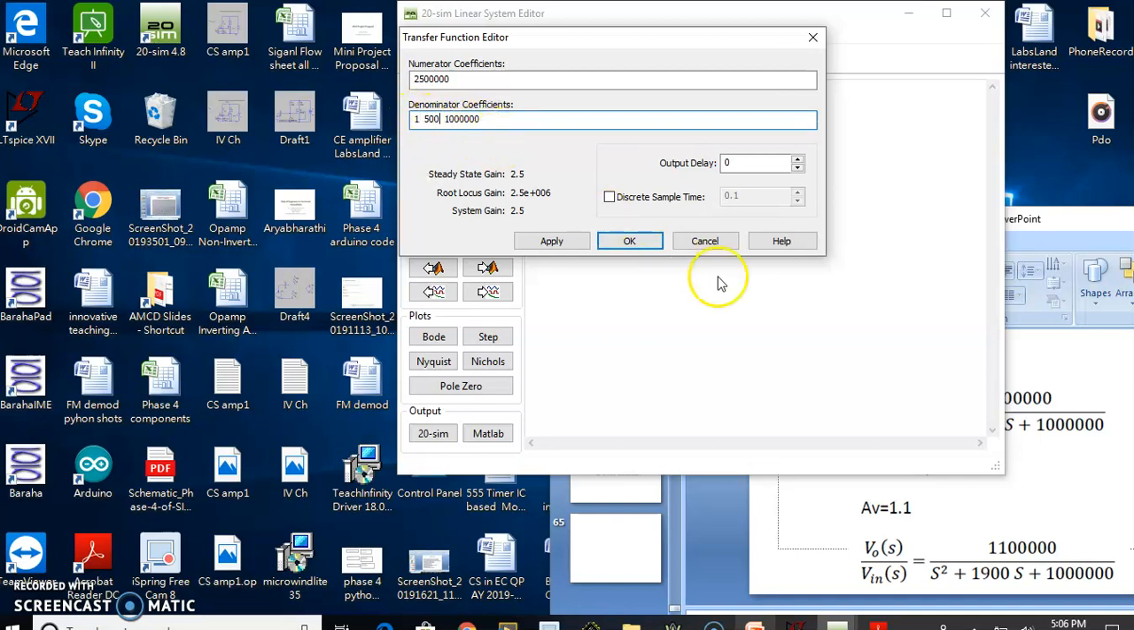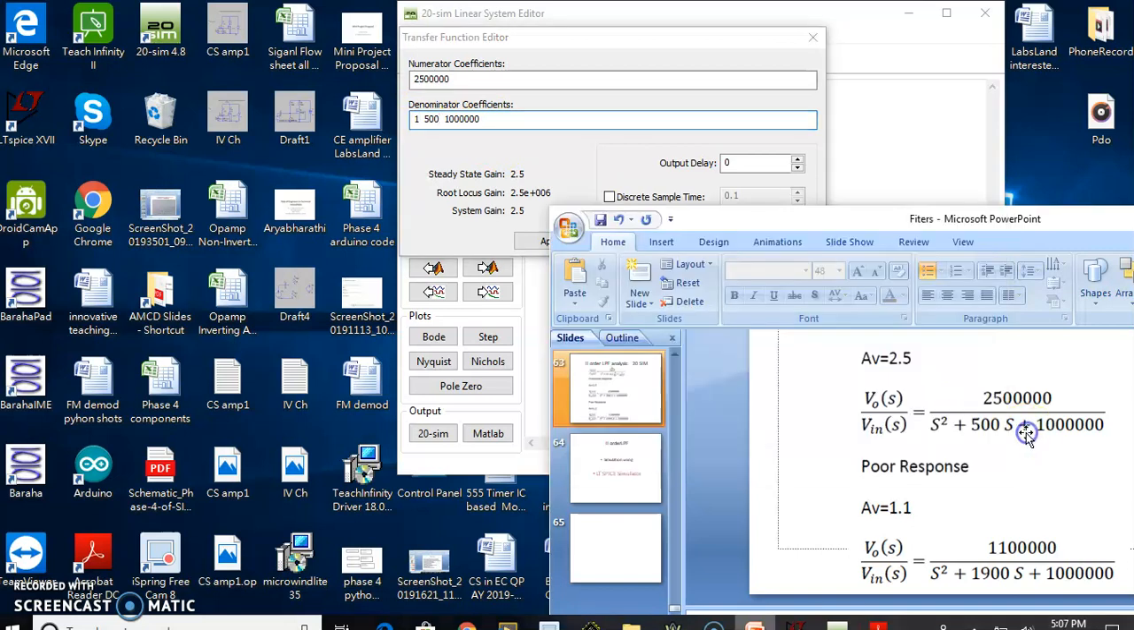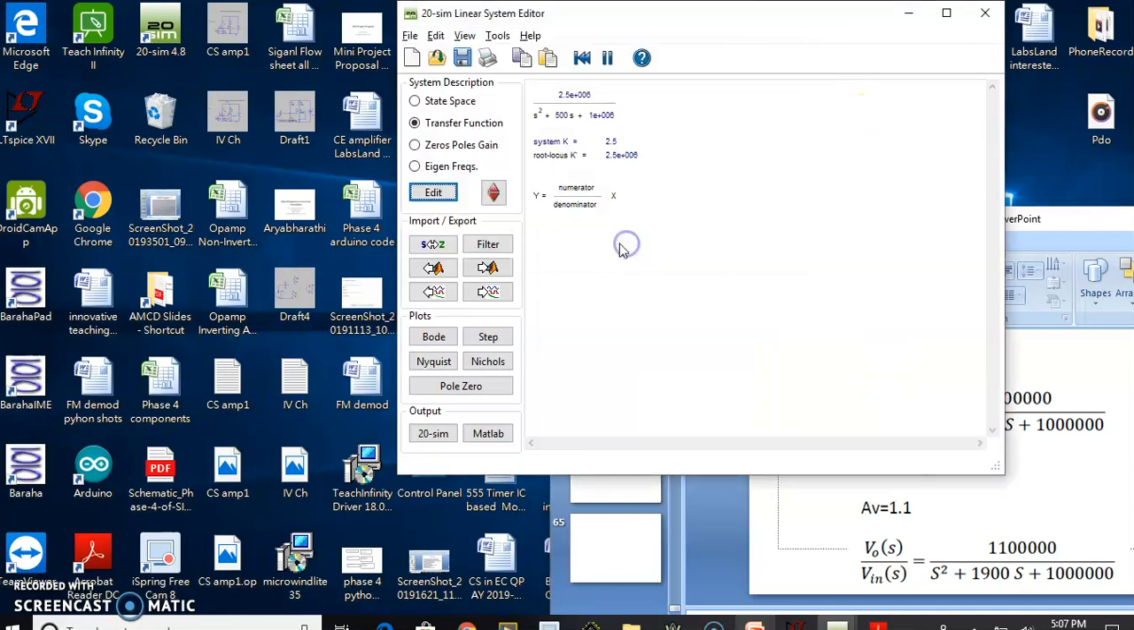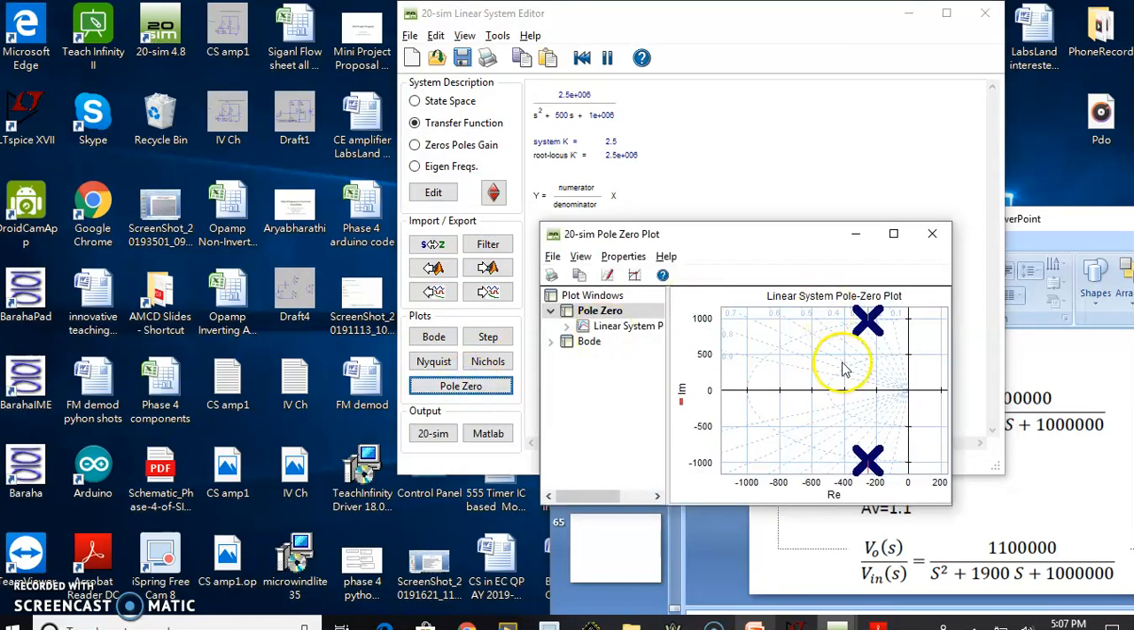This corresponds to an overshoot response, which will have a gain of 2.5, more than 1.56, which results in a value of Q more than 0.707. It should certainly end up with an overshoot response. So let us see the response of the circuit now. Let me apply. Let me see the pole-zero position.